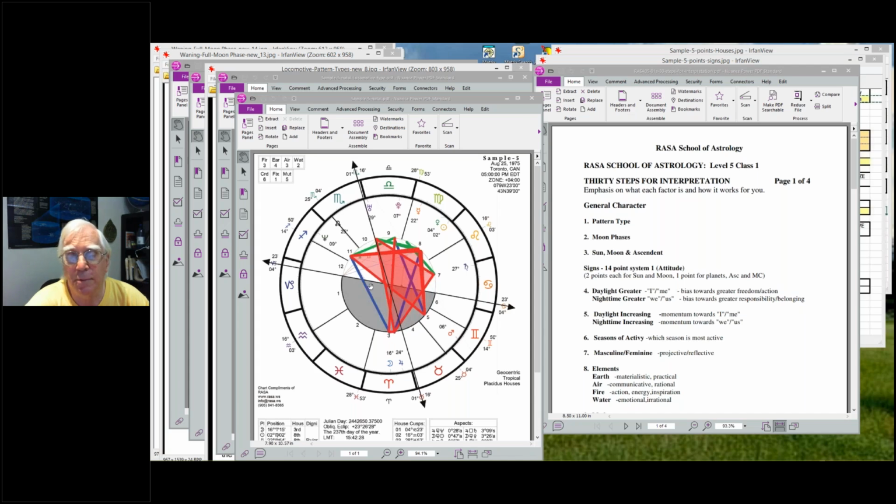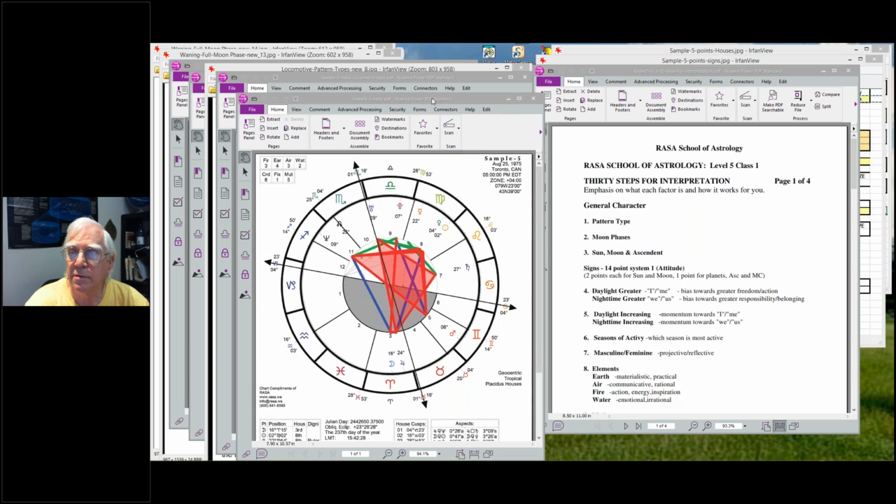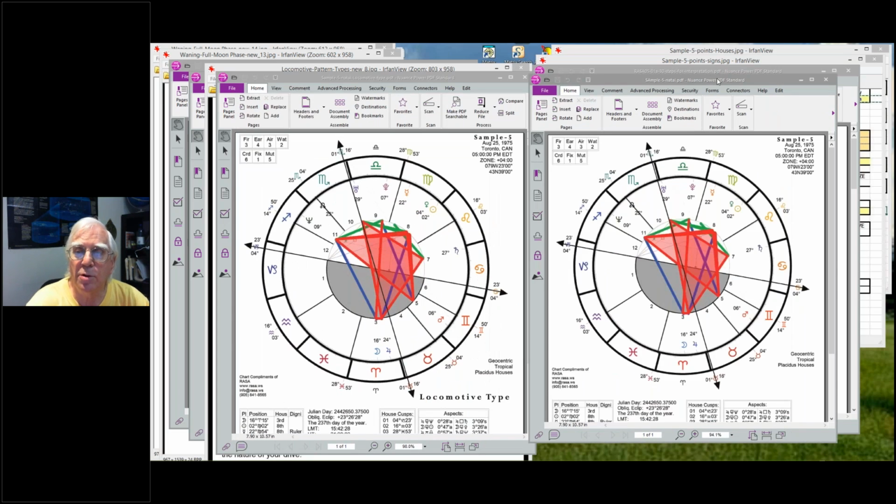There's a trine from the moon to Neptune. There's the empty trine. And with the locomotive, there's a focus, and the focus is the planet moving clockwise into the empty trine. So in this case, it would be the moon. That would be the hand on this. So it's the locomotive type.